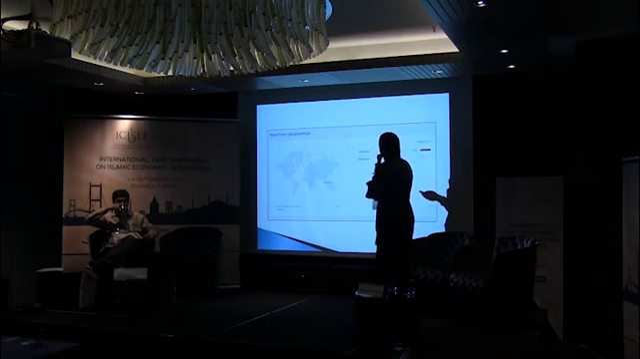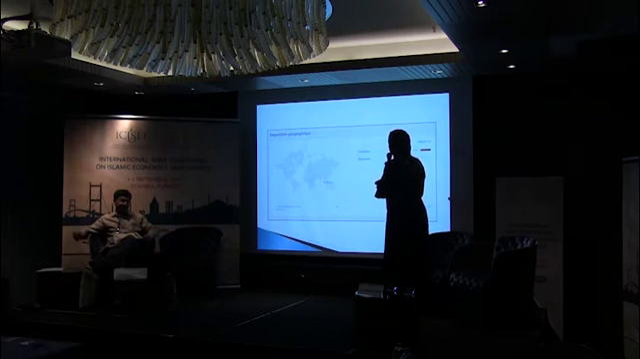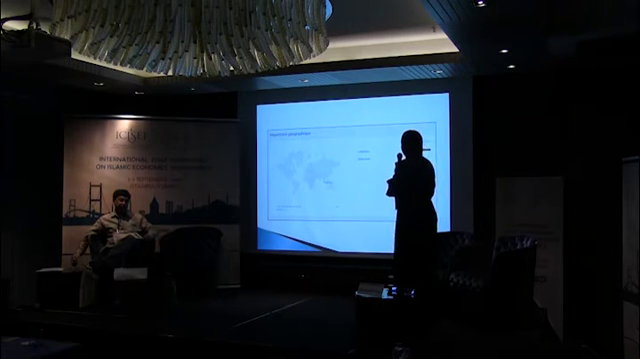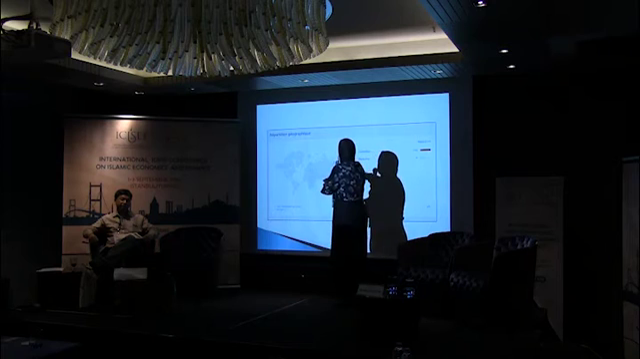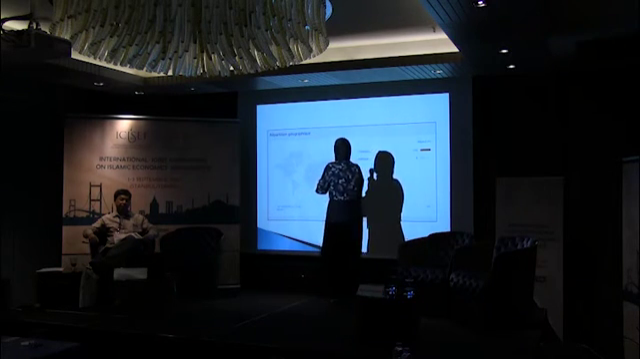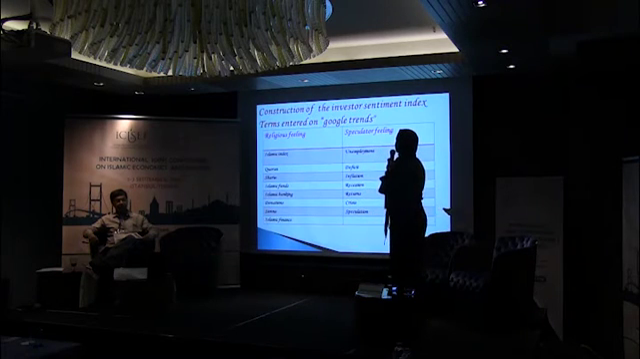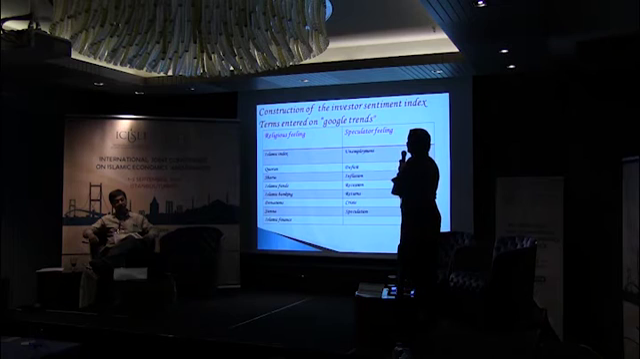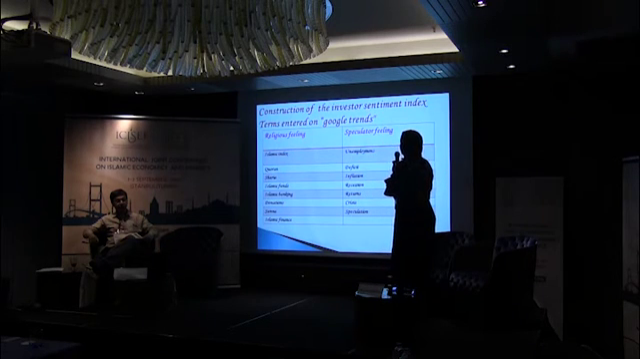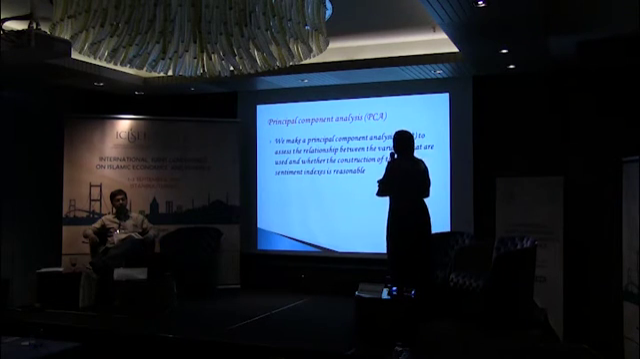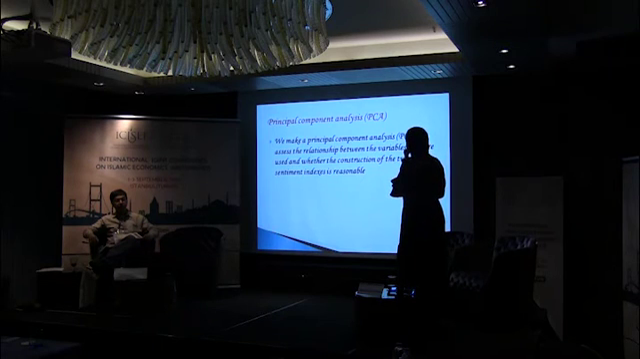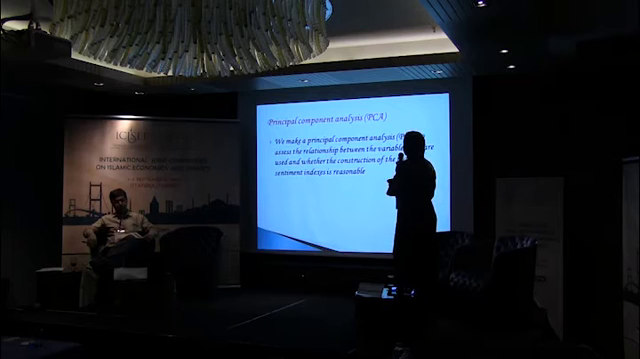Then a geographical repartition. We find that this word is found most in the zone of Indonesia and less in the zone of the United States of America. How do we construct our indices? We search these words with Google Trends, and then we make a principal component analysis to assess the relationship between the variables used and whether the construction of the two sentiment indexes is reasonable.